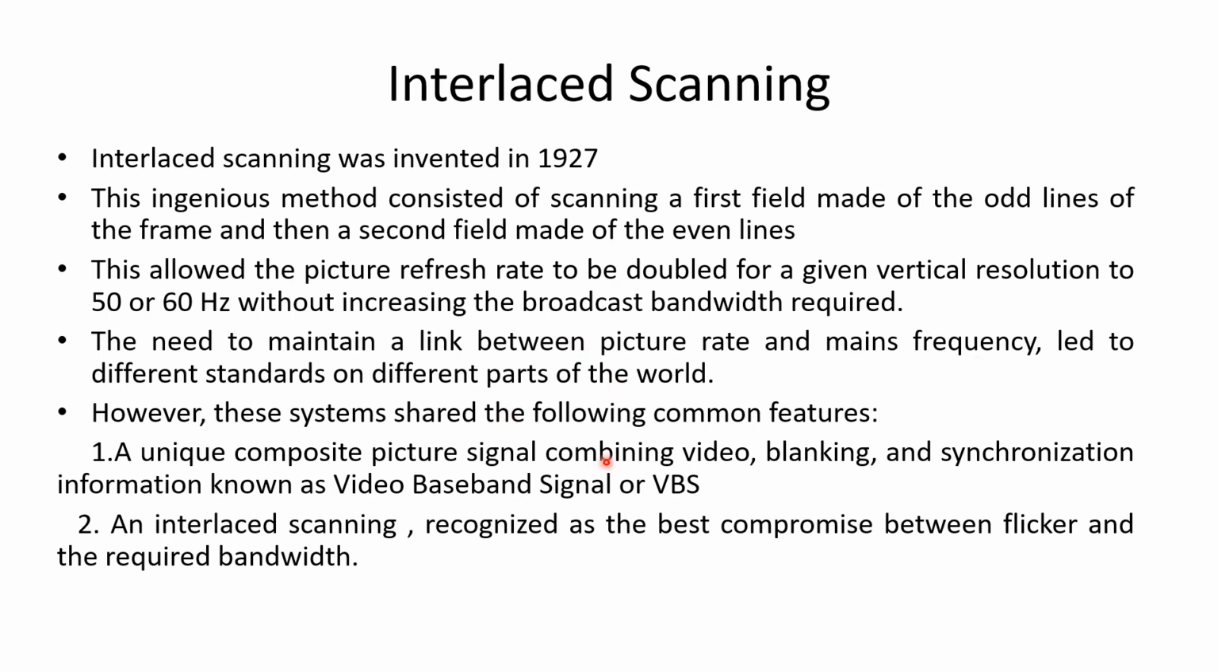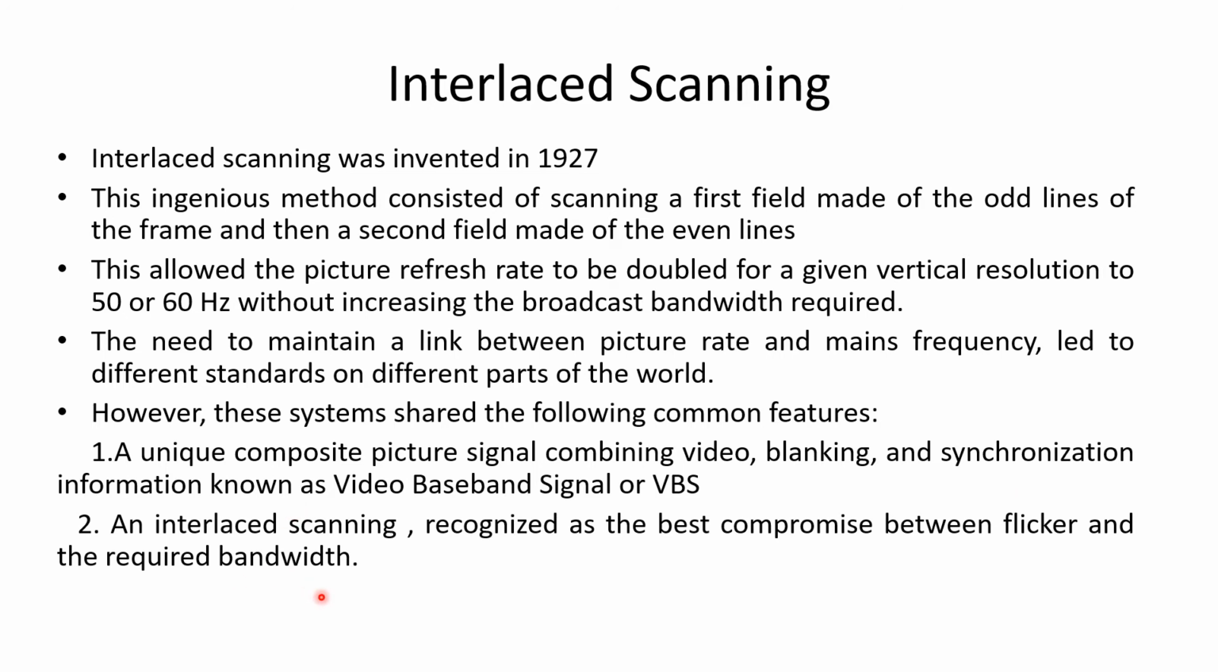However, all these standards shared common features. That is, there was a unique composite picture signal combining the video, blanking and synchronization information, called the video baseband signal. By video baseband signal, we must understand that it is a multiplex signal which contains information not only of the actual video, but also information about the synchronization pulses, blanking pulses, etc. And another standard is interlaced scanning, which is the best compromise between the flicker and the required bandwidth.